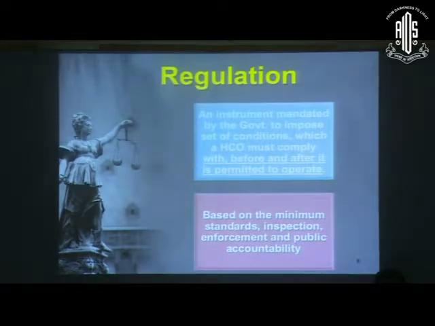So basically, regulation. You need to understand certain terminologies before we go into the details. Regulation is an instrument mandated by the government. It is given by the government based on minimum standards, and if your hospital needs to follow the regulation, there will be some inspection and enforcement, and there will be public accountability.